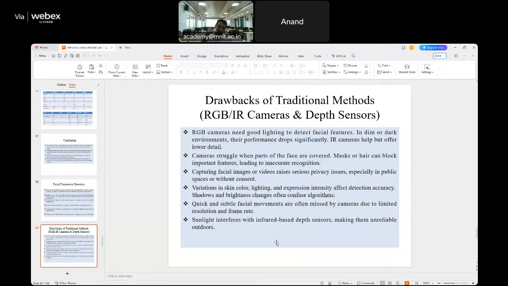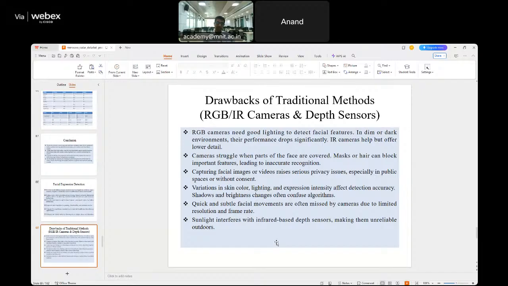What are the drawbacks of the traditional method? Even I have detected the facial expression, but the problem is that it needs good lighting to detect facial features. In dim or dark environments, performance drops significantly. IR cameras offer lower detail; they don't require the light, but they offer lower detail. Cameras struggle when parts of the face are covered. Masks or hair can block important features, leading to inaccurate recognition.